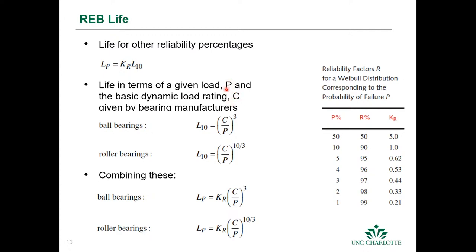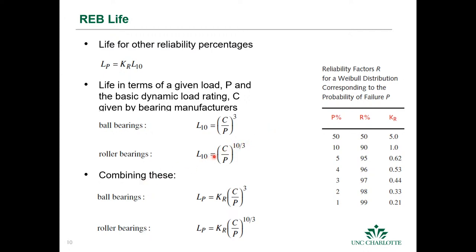So the load, this P, usually comes from your design, and the C comes from the bearing manufacturer's data. For ball bearings, the L10 life is this parameter from their chart divided by the load that you're going to give it, to the cubed power. For roller bearings, the L10 life is the C that you would get from that particular bearing chart over the load, to the 10/3, or 3.33.